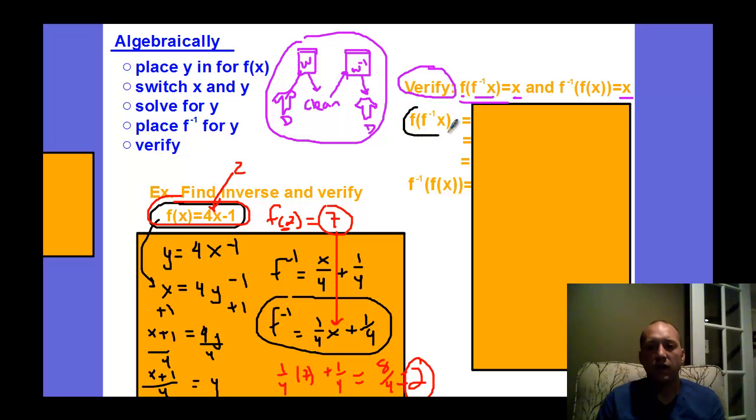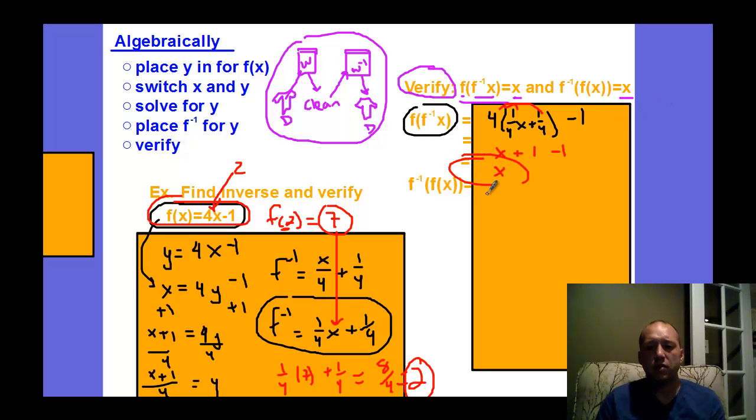two functions down here. So we're going to find f of the inverse of x. So if I take the function f of x, which is 4x minus 1, that was the original f of x, we need to replace the x with the inverse function, which is 1/4 x plus 1/4. Now we just have to simplify this. We distribute the 4 through here. If you do that, you get x plus 1 minus 1, which we add, and we just get x.